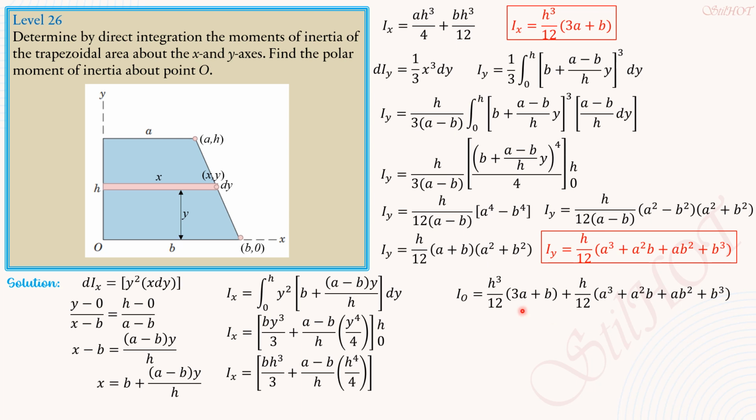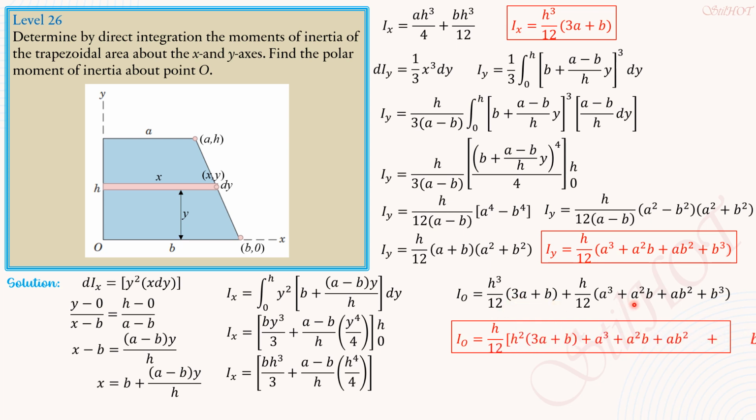So factoring out the common factor, which is h over 12, Io is h over 12 quantity h squared times 3a plus b plus a cube plus a square b plus ab square plus b cube. So that's it. That's the polar moment of inertia.